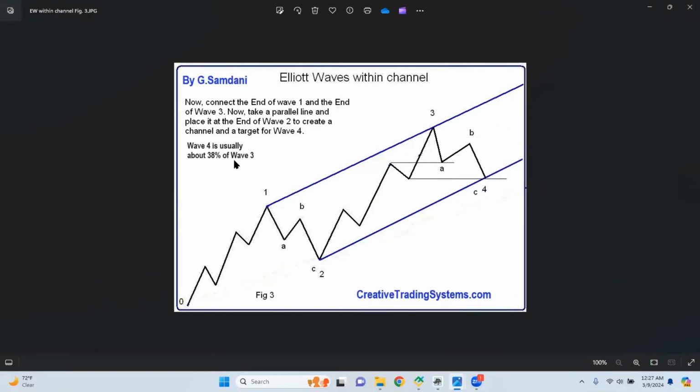Wave 4 is usually about 38% of wave 3, wave ABC, or sometimes it's not always ABC or exact. It can be a different style, but 38%. It can be 50%, and even sometimes 60%. The rule of thumb for wave 4 is that wave 4 should never come in the territory of wave 1. So it should not drop below this high of wave 1, right? But usually it is 38%.